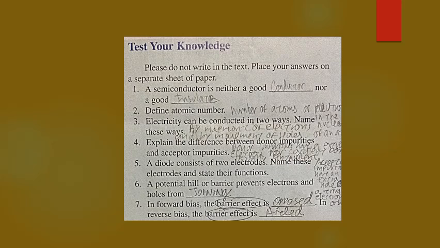Question 3. Electricity can be conducted in two ways. Name these ways. That is by the movement of electrons and by the movement of holes. Question 4. Explain the difference between donor impurities and acceptor impurities. Donor impurities have an extra electron for covalent bond, usually pentavalent. Acceptor impurities have an extra hole, a trivalent element, in the outer orbit.